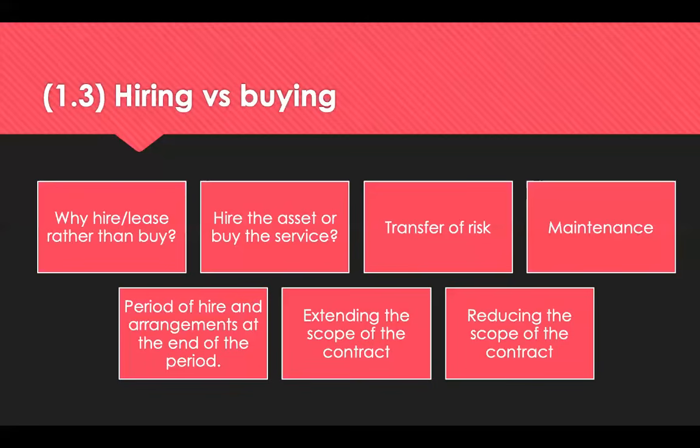The period of hire and the end of period arrangement, how long is it for? What happens to the asset at the end of that period? Who owns it? And then extending the scope, is it possible to add 2 additional photocopiers to an existing contract? And if so, does the contract end at the same time? Or do you end up with non-coterminous contracts? But what if you want to reduce the scope?